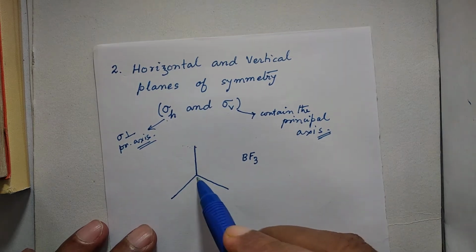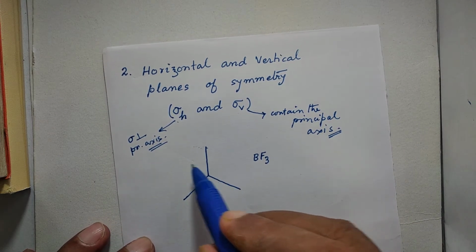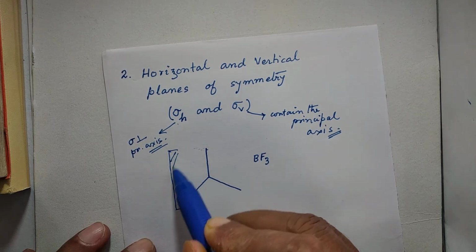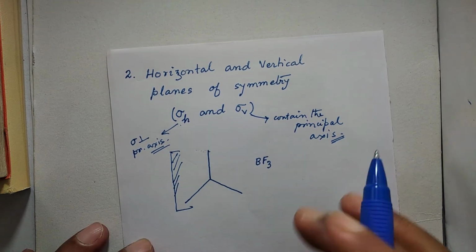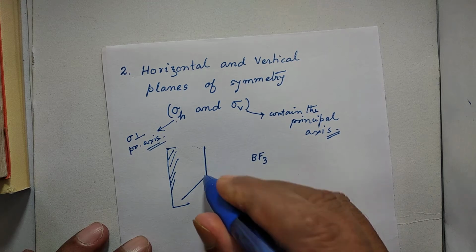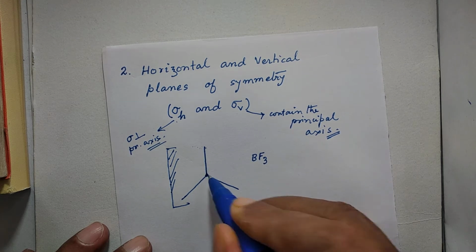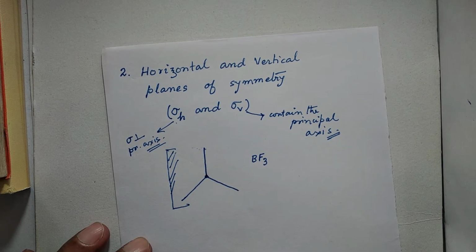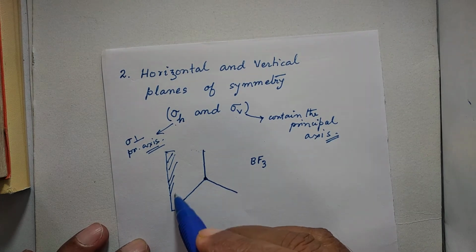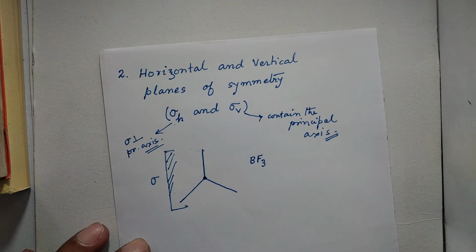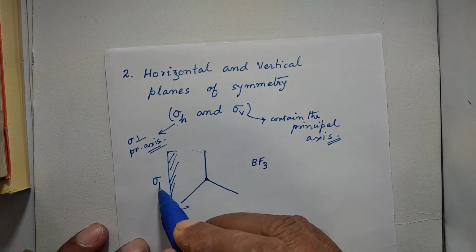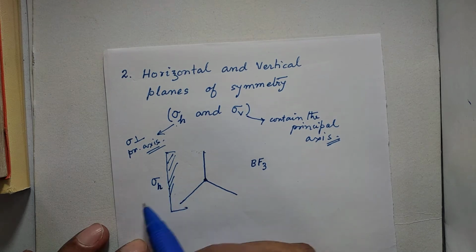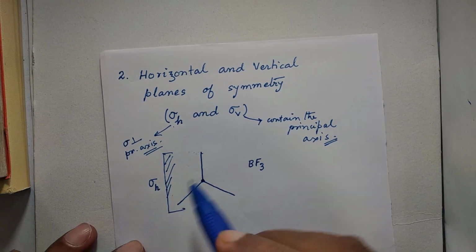In case of BF3, the molecular plane is a plane of symmetry. This plane is a plane of symmetry and it is perpendicular to the threefold axis. Here there is a threefold axis perpendicular to the plane of the molecule and the molecular plane sigma is perpendicular to that. Therefore, this is denoted by a subscript H. This is a horizontal plane of symmetry.